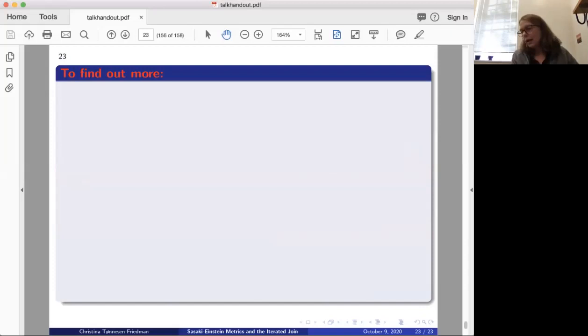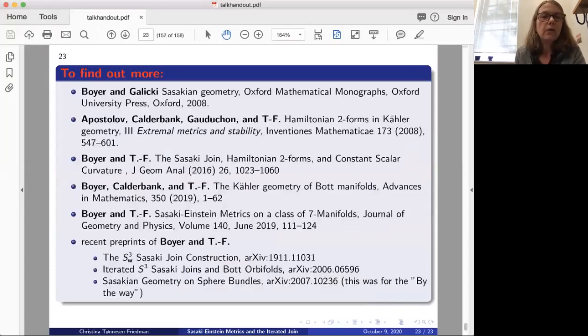I mentioned several people's names here, but to keep it to one page, except for the Boyer and Galicki book, I'm just going to mention the things I've been involved with that are all part of this talk. The admissible construction: the paper by Apostolov, Calderbank, and Gauduchon has a lot about what these metrics actually look like, and it would be easy enough to then imagine that with orbifolds. Also, the paper with Boyer from 2016 that does the case where M is regular has a lot of background. For the Bott manifolds, the joint paper with Calabi and Boyer also has a lot of references to the rest of the literature about these manifolds.